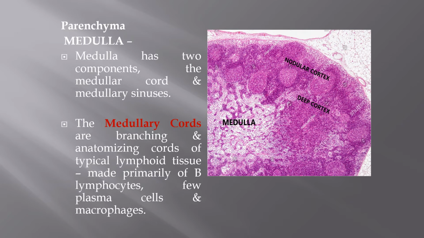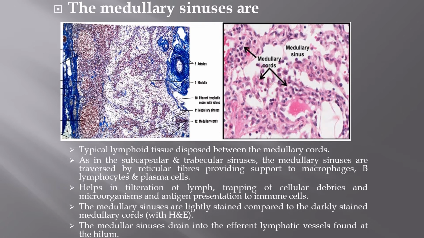Then the medulla of the parenchyma has two components, the medullary cords and the medullary sinuses. Medullary cords are branching and anastomosing cords of typical lymphoid tissue, primarily made up of B lymphocytes, few plasma cells and macrophages. The medullary sinuses are the spaces disposed between the medullary cords. As in the subcapsular and trabecular sinuses, medullary sinuses are traversed by reticular fibers and they provide support to the macrophages, B lymphocytes and the plasma cells.